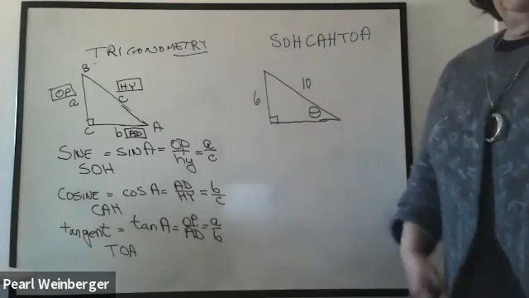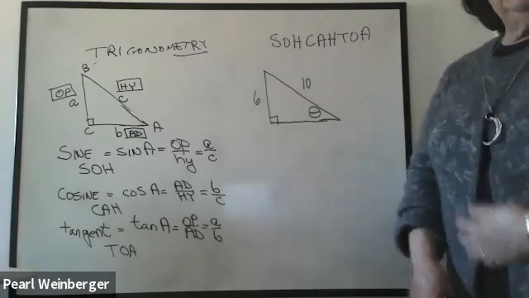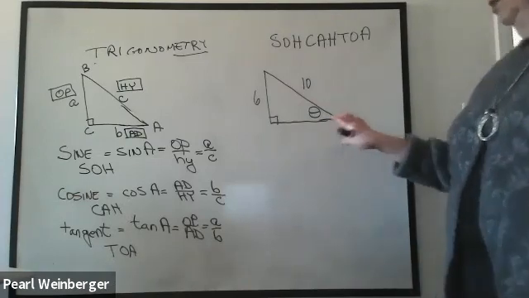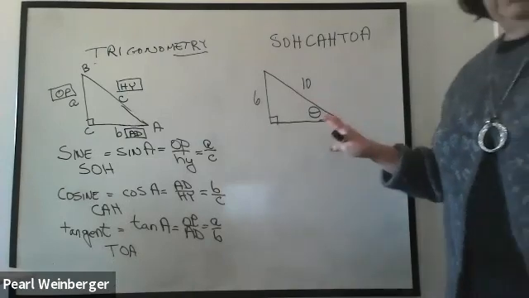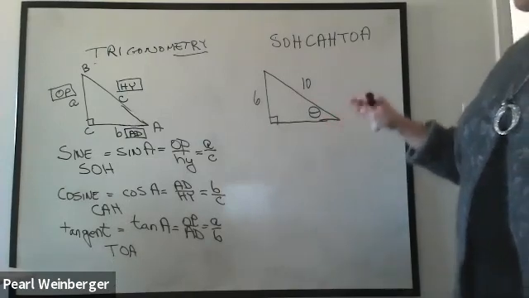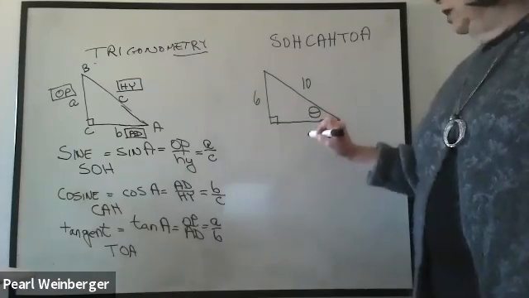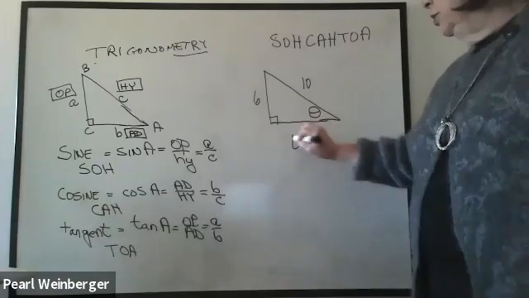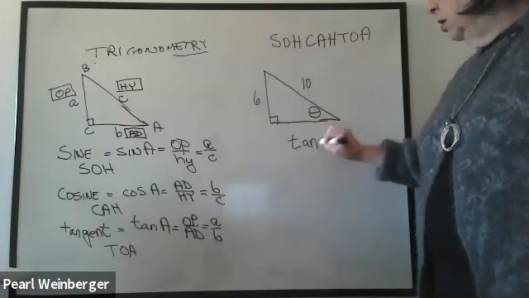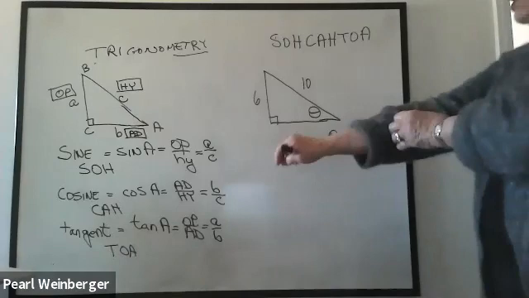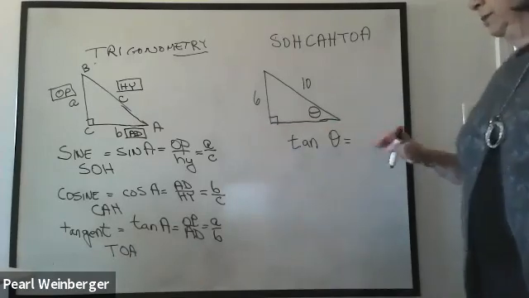Again, we use Greek letters. When we see a Greek letter, we know it represents an angle. We never use Greek letters for the sides. Okay, suppose I tell you this. I want you to find tangent of theta. How do I go about doing this?